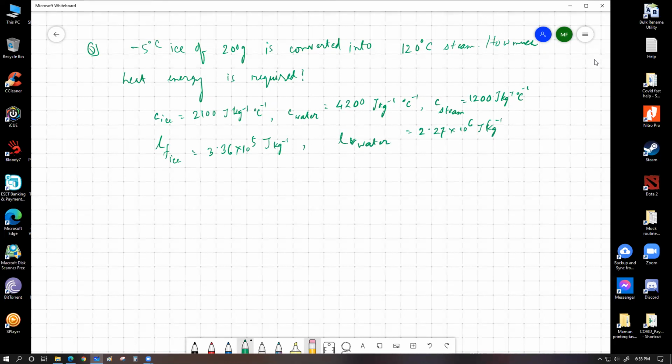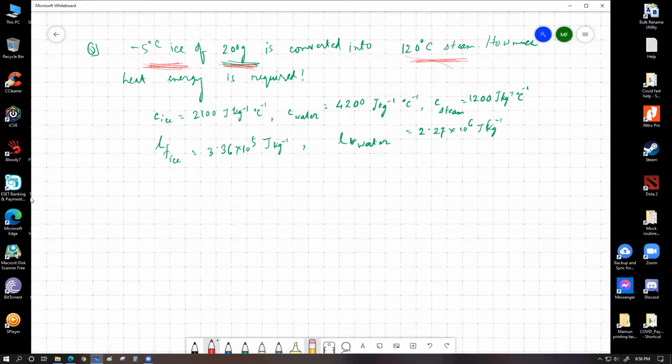Now I'm going to show you how to calculate this. This is the part that you really need to understand. We're converting 200 gram of material from one temperature and one state into a final temperature in a different state. So we need to consider the entire steps or stages of this whole conversion. Let's have a look.